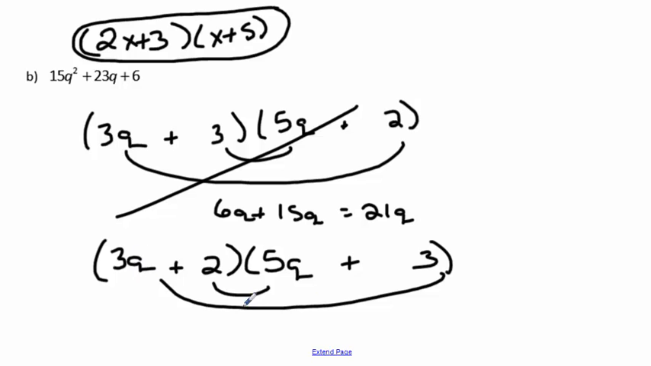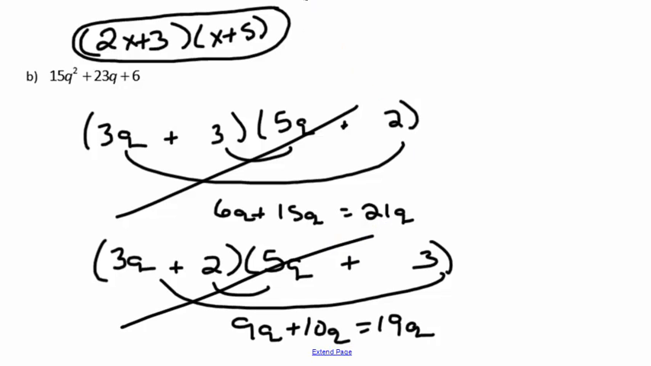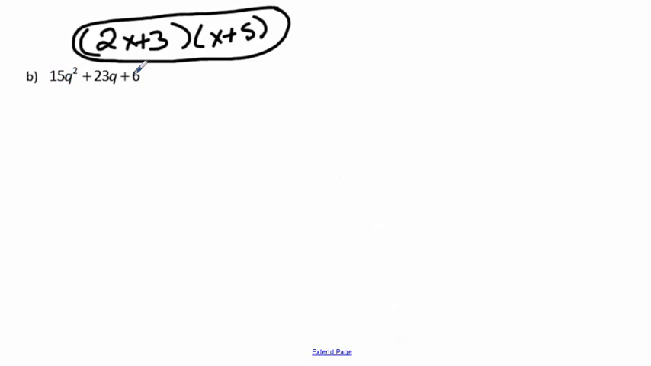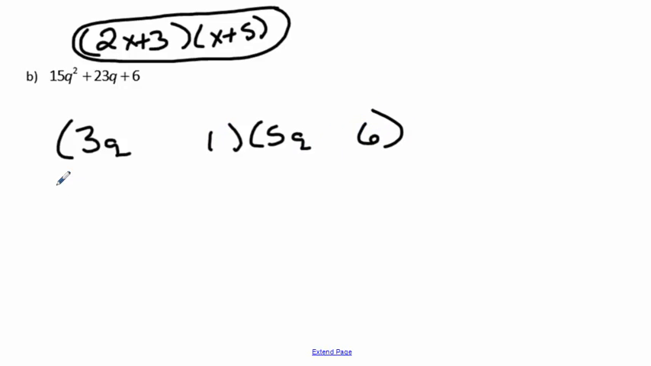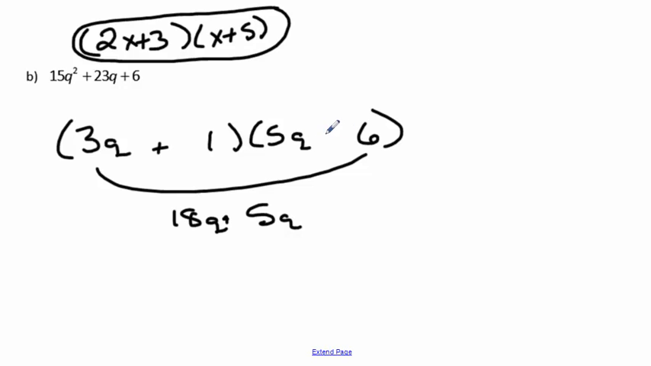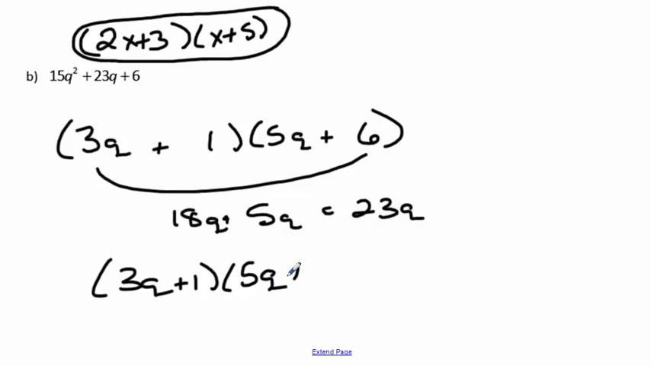If I change it to 2 and 3, I get 9q plus 10q is 19q. So again, this didn't work. Okay. Let's clear our space. So far we've tried 15 as 3 and 5 and 6 as 2 and 3. Let's continue trying the 3 and the 5, but we're going to try 6 and 1. 3 times 6 is 18. 1 times 5 is 5. And if you add these up, you get 23. So this one works. My final answer is 3q plus 1 times 5q plus 6.